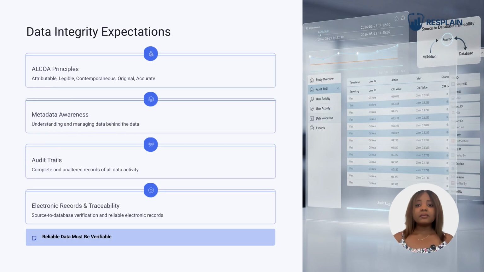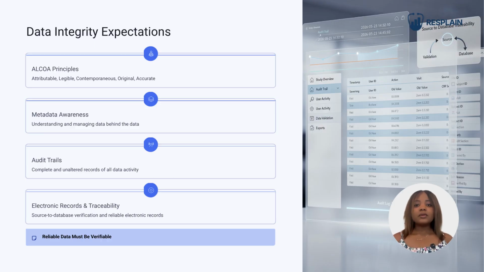Data integrity remains one of the strongest operational themes throughout R3. The updated guidance expands the definition of source data and essential records to include metadata, electronic systems, and non-traditional digital data sources. Auditors may increasingly review audit trails, timestamp histories, metadata, user activity, and system traceability.